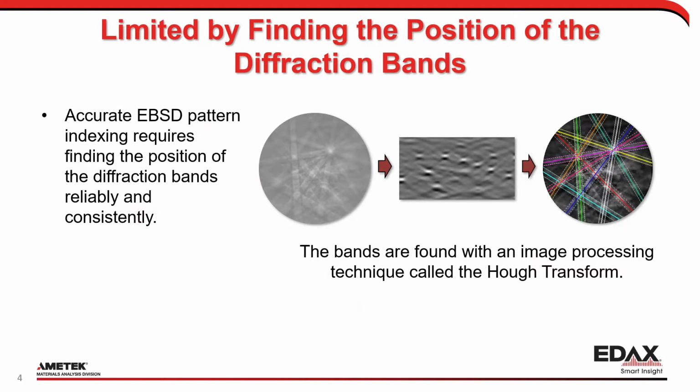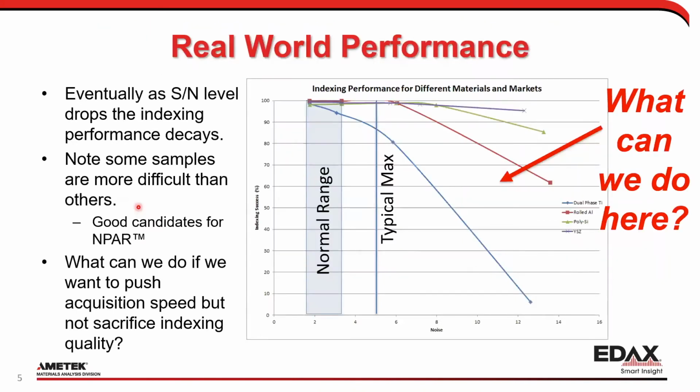So the real question when you're looking at indexing performance is that some samples are just more difficult. As you add more noise, this is what we call the indexing success rate, which is how many grains are over a CI of 1. Over here is my noise value. As I add more noise, you can see that some materials start to lose quality. The dual phase titanium, where I have two phases, will start to drop in quality relatively quickly as I add noise.